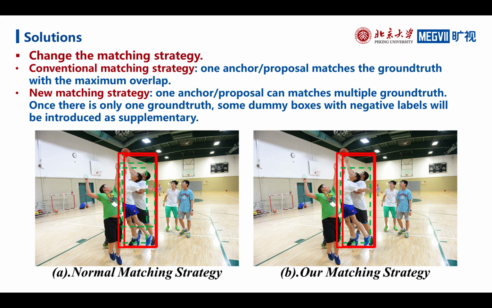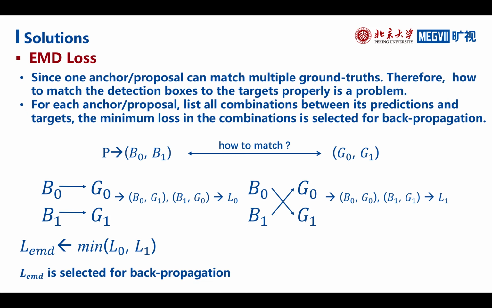Based on the two aforementioned observations, we propose a framework to address the intra-class occlusion problem in a simpler manner. Firstly, we revise the traditional matching strategy to make one proposal or anchor output multiple predictions, which is illustrated in the image below. The conventional matching strategy requires each proposal to be the reference for only one ground truth, but our newly modified matching strategy permits one proposal or anchor to be the reference for multiple ground truths.